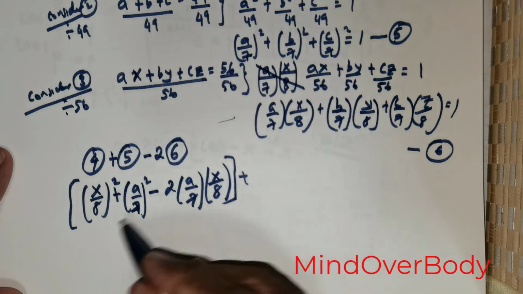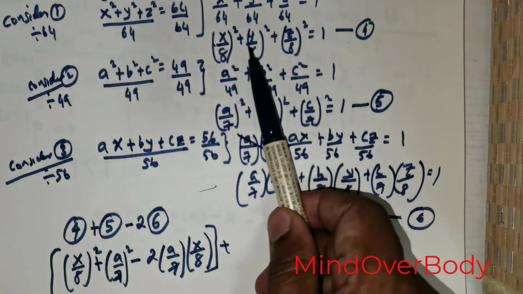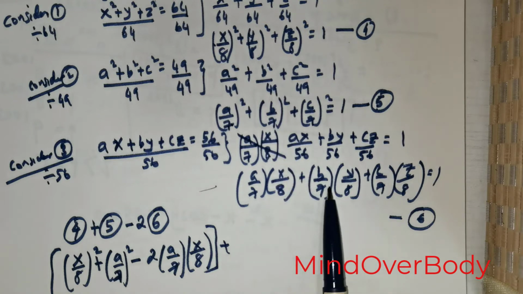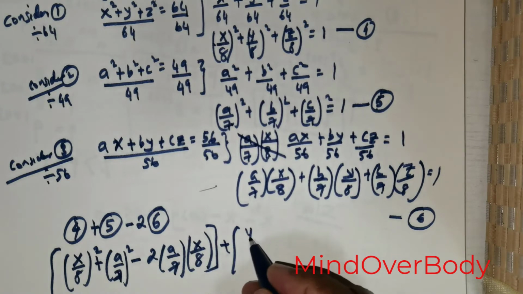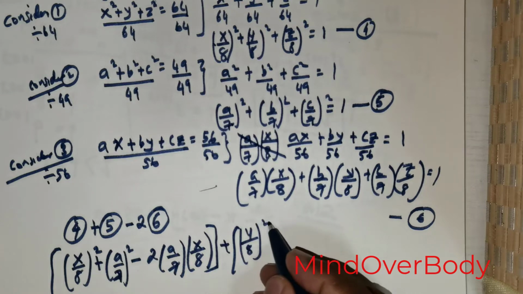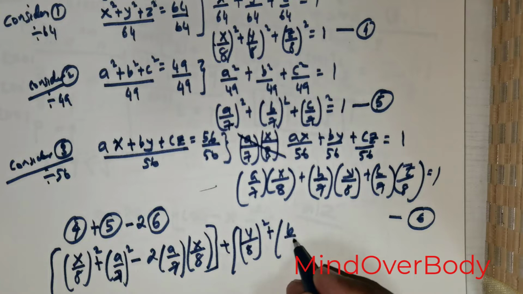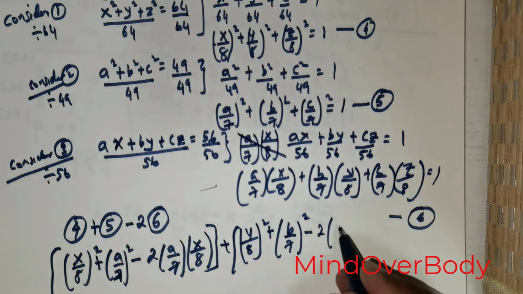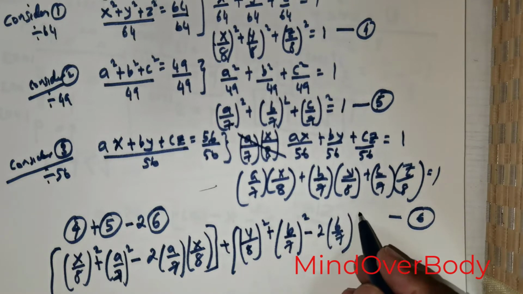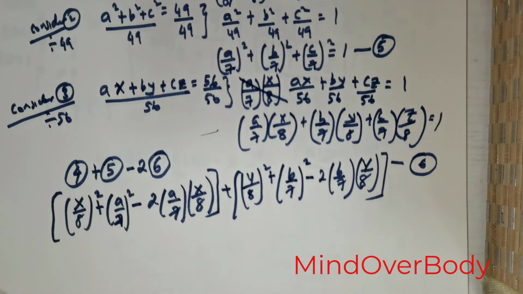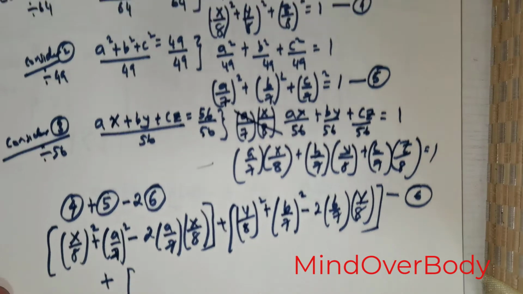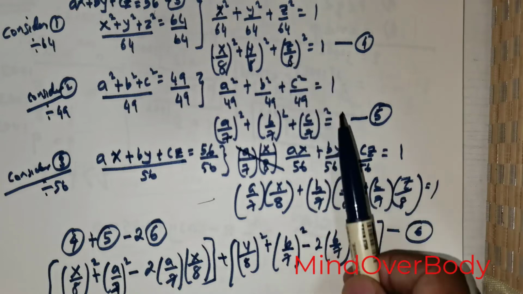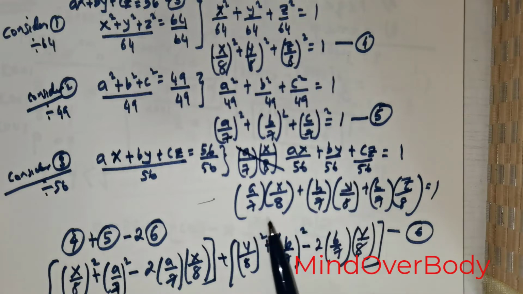Okay, I'm going to follow it up with the second quantity added up with the second quantity minus 2 times this quantity. So let me do that. That's going to be (y/8)^2 plus (b/7)^2 followed by negative 2 times (b/7) times (y/8). Okay, that's the quantity there, followed by this quantity added up with this quantity subtracted by this quantity. Okay, so let's do that.